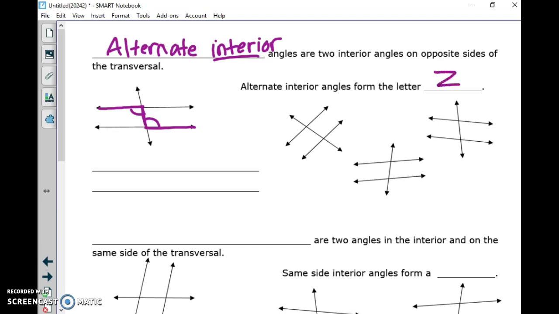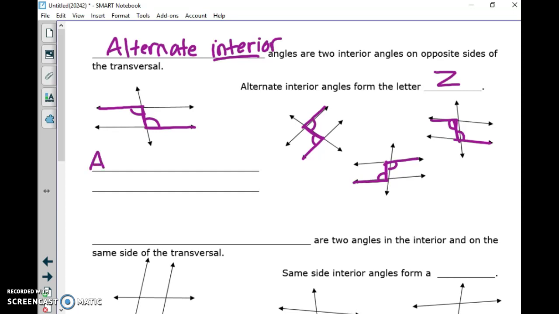So let's get some more examples of alternate interior. So this angle and this angle are between the parallels on alternate sides of the transversal. If I outline the angles, I end up getting this backwards looking Z shape. We also have, for example, this and this. And then we can also get this and this. Alright, all those are alternate interior angles.